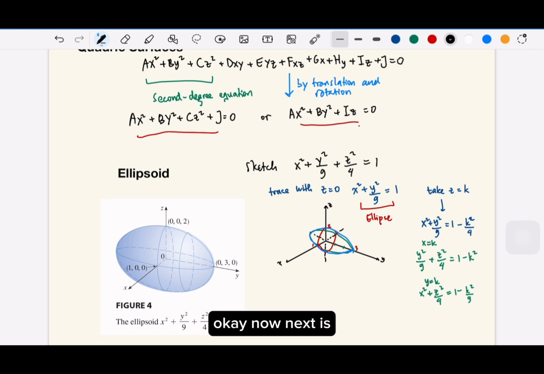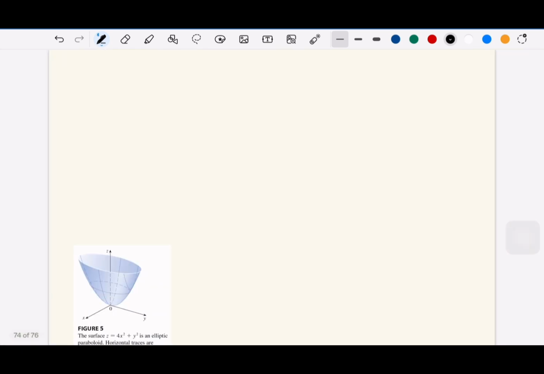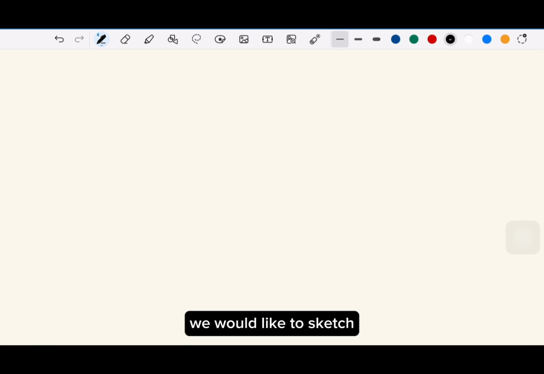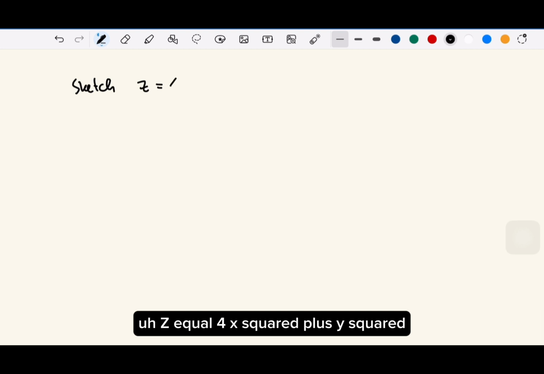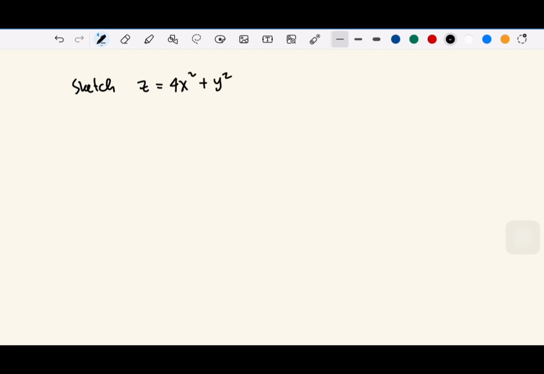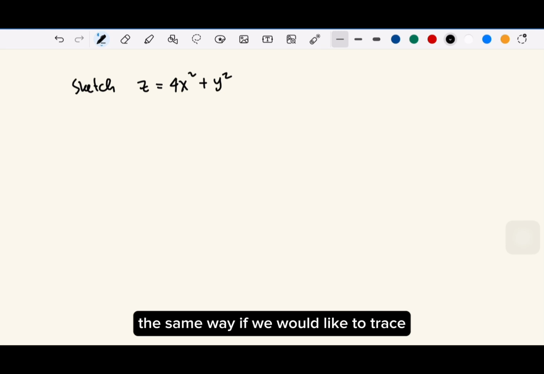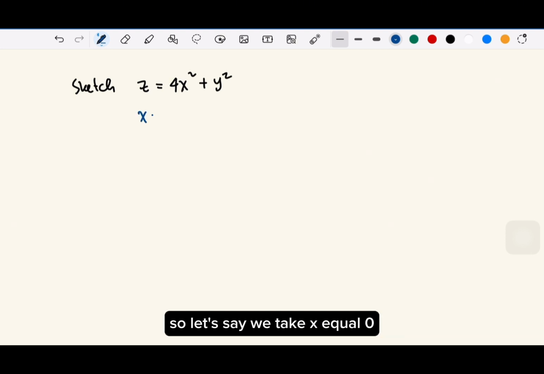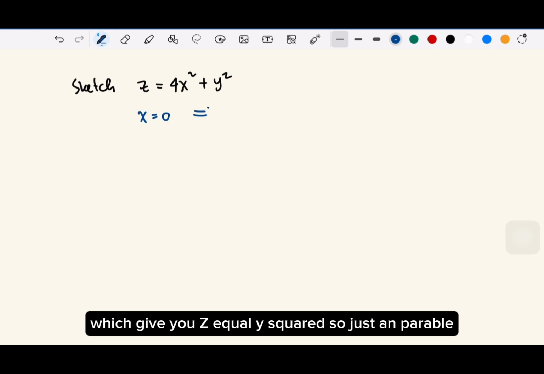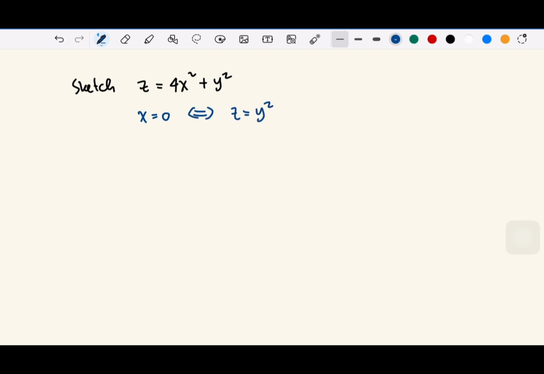Okay. Now next we would like to sketch z equal 4x squared plus y squared. The same way, if we would like to trace, then we can take some part of the equation as 0. So let's say we take x equals 0, which gives you z equal y squared. So just a parabola.